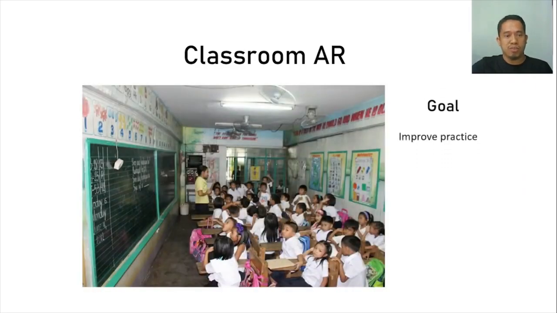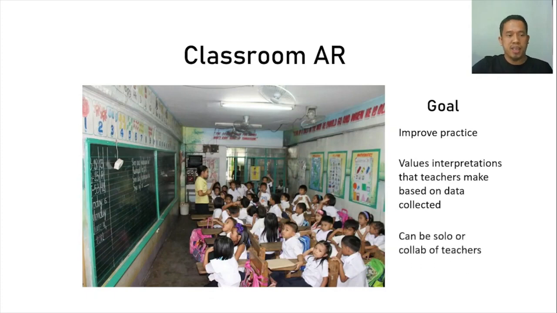Next is classroom action research. Unlike the previous, classroom action research is solely focused on the teacher and his or her classroom. Alright, so the goal here is to improve practice. Like on the teaching and learning practice in the classroom, what are the things that the teacher should do to improve the teaching and learning process? And this type of research values interpretation that the teacher or teachers make based on data collected.